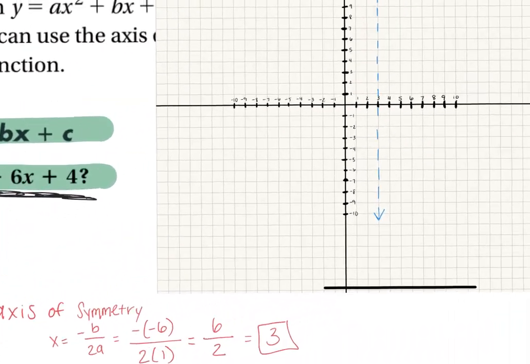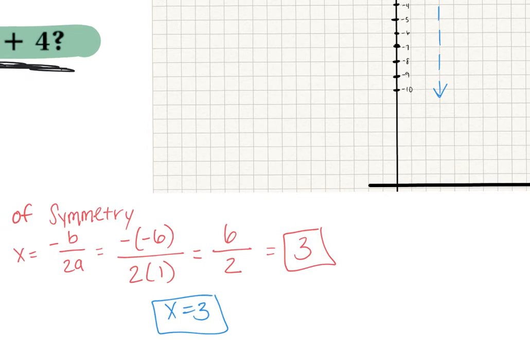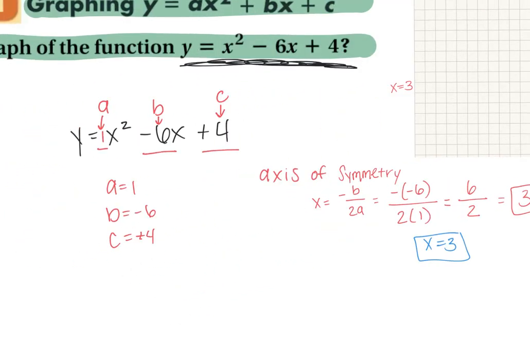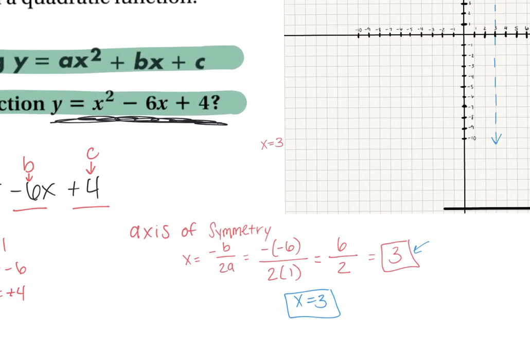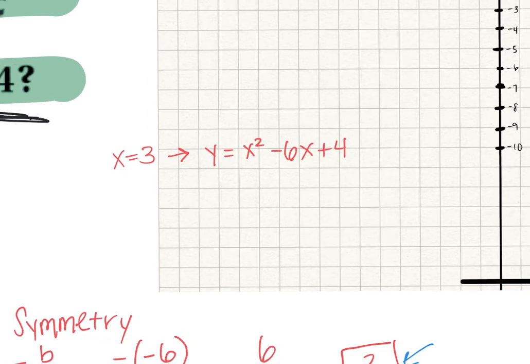So we did our dotted line. Now look what happens. We're going to find our vertex by plugging in this 3 into our original equation. So take x equals 3 and plug it into our original equation, which was y equals x squared minus 6x plus 4. Wherever I see an x, I'm plugging in 3.